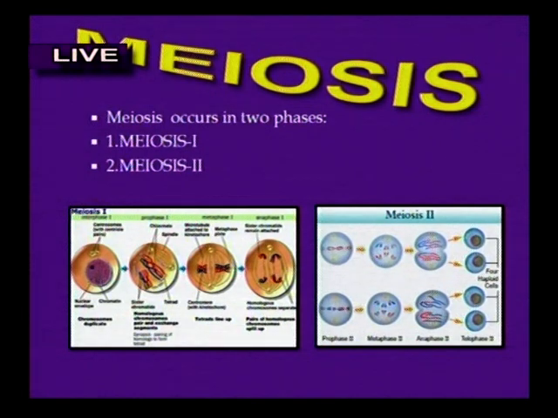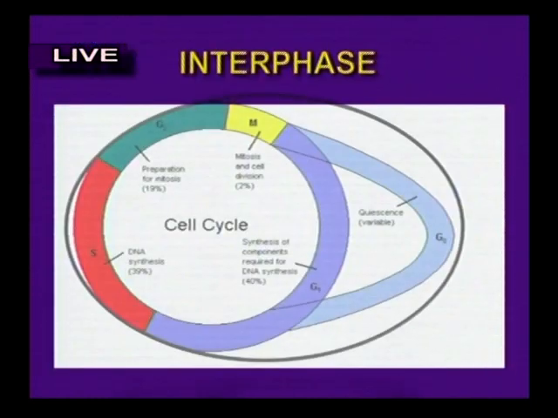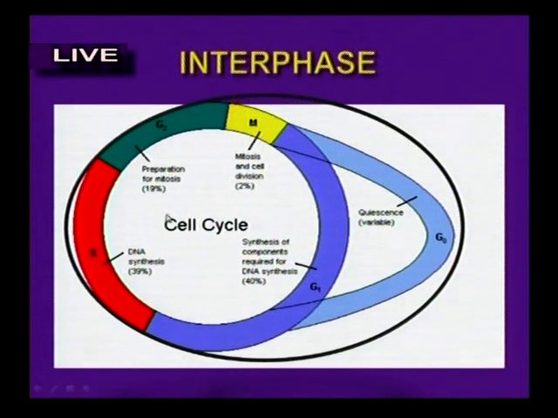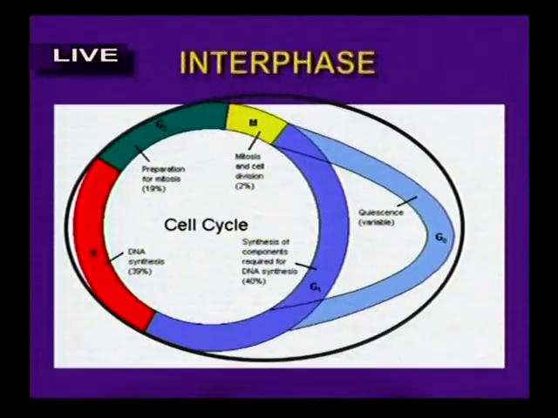Before going to know more stages about meiosis, let us discuss interphase. Here is a wonderful picture of interphase. What is interphase? It is nothing but the time gap between one meiotic division and another, and it is called interphase. This interphase has three phases: growth 1, denoted by G1, synthesis, denoted by S, and growth 2, denoted by G2.